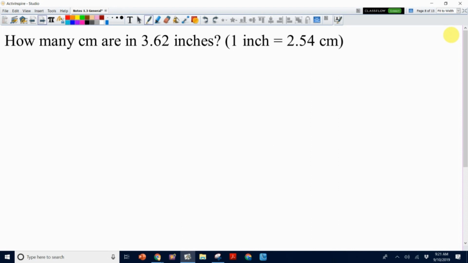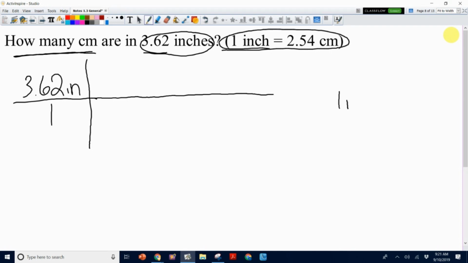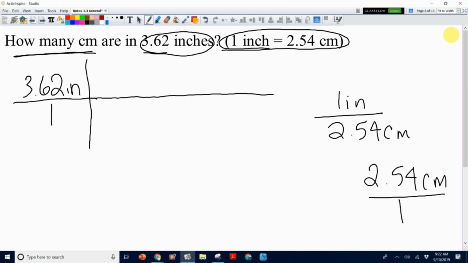All right, so now we're going to do another one-step conversion. All right, so here's my given. What am I looking for? Centimeters. So I'm going to take what I'm given, I'm going to put it over 1, 3.62 inches. Okay, I'm going to extend my line out, draw a line here. Okay, I'm going to get my conversion factors. Well, there it is. It's given to you. 1 inch is equal to 2.54 centimeters, or I could write 2.54 centimeters is equal to 1 inch.